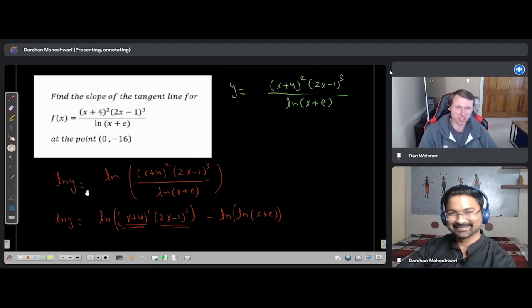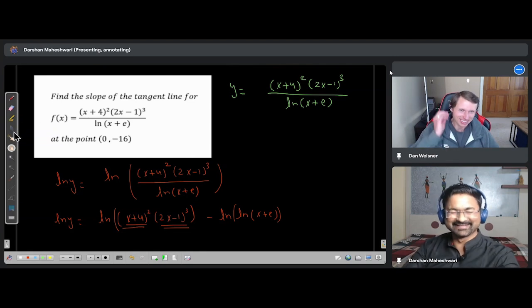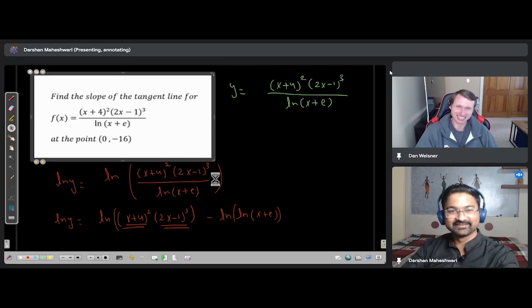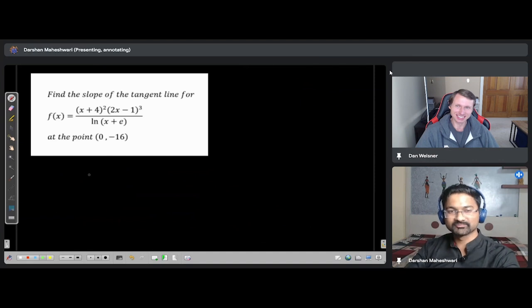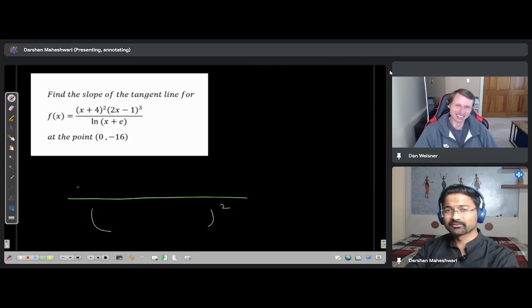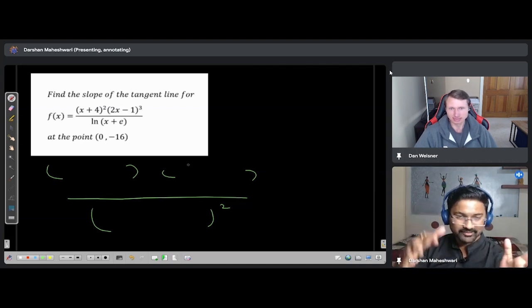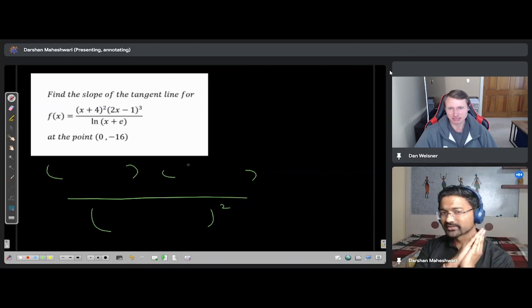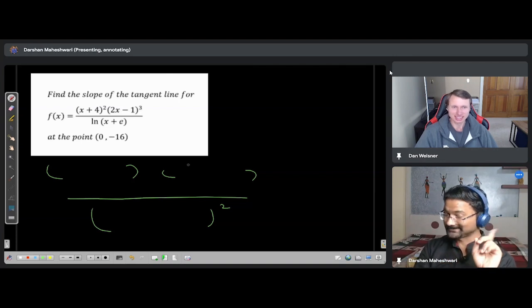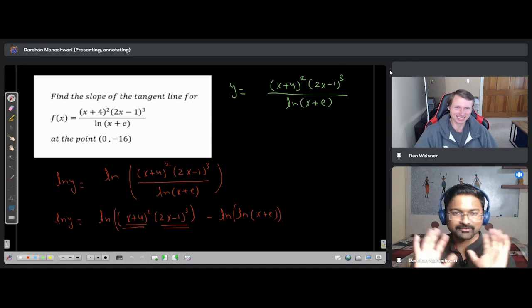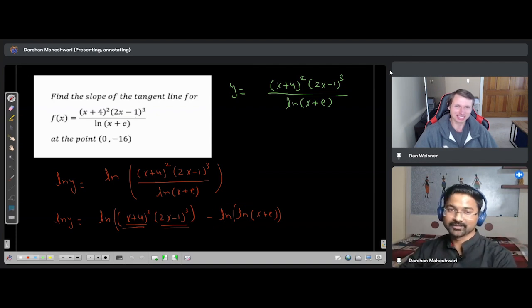If you don't do this, Darshan, what do you have to do as the long way? Besides cry. Well, then we have to apply multiple rules. One is the quotient rule. You have to go through the whole thing. Exactly. It's going to be denominator low square, low d high minus high d low, and remember the high is already a product. So inside a quotient there is a hidden product, and after doing this once, I'm pretty sure you're going to leave this question. So not a good idea. Follow the log thing.